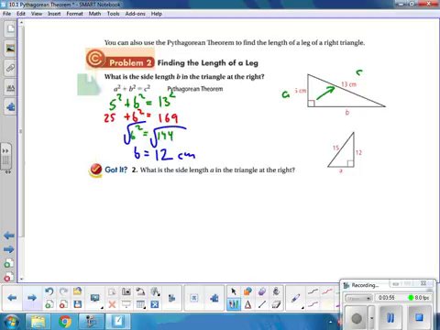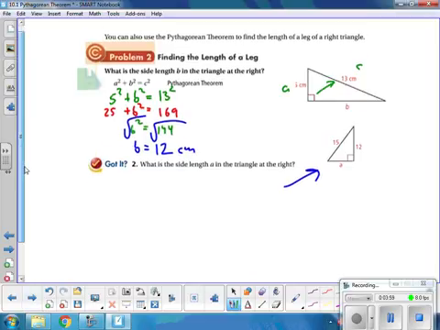Why don't you try it on the got it? So you're going to work out this one. Why don't you press pause and see what you can do?